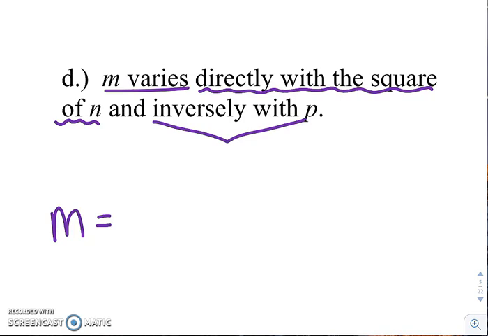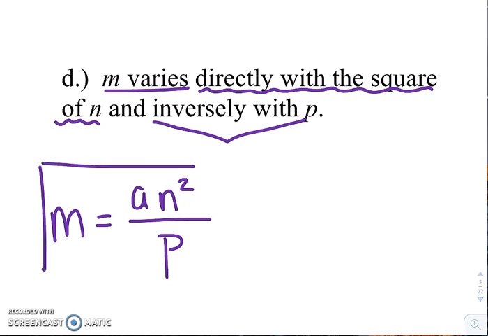Okay, so a, if you want to, you guys can always sort of throw the a in the front, but the a is always going to go on the top of the fraction if you have one. And we do have a fraction here because inversely with p, inversely is divide. So inversely is dividing by p. The square of n, n squared, and we always just have a. So that would sort of be our generic equation there.